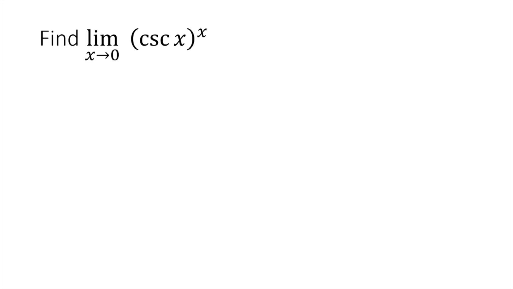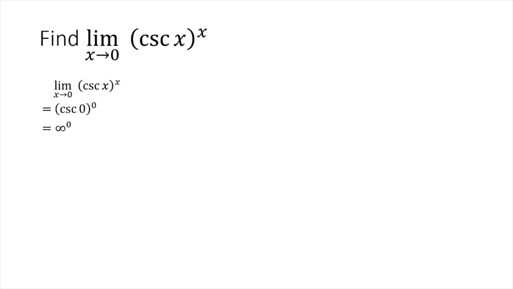Next problem, we are asked to find the limit of cosecant x raised to x as x approaches 0. Let's check first by applying direct substitution. So we have here cosecant of 0 raised to 0. Cosecant of 0 is infinity. This is because cosecant is the reciprocal of sine, right? So we have 1 over sine of 0, where sine of 0 is 0. So 1 over 0, that's infinity. Therefore, we have infinity raised to 0.